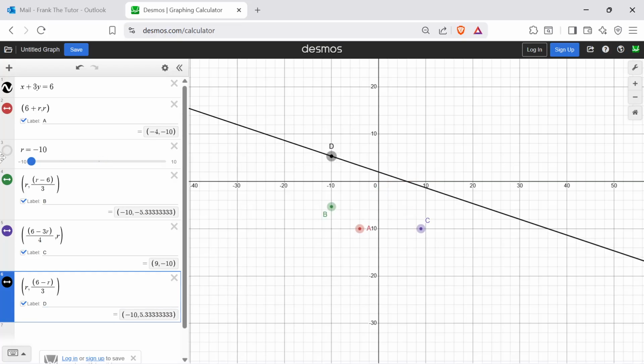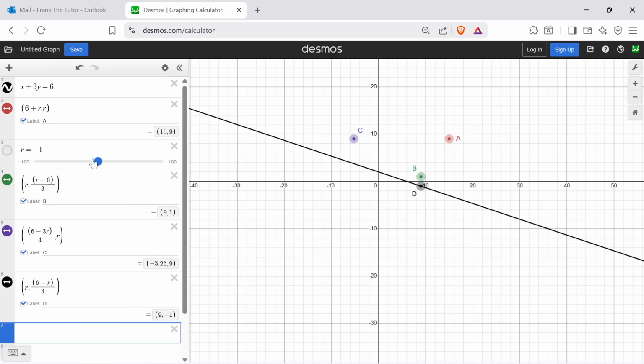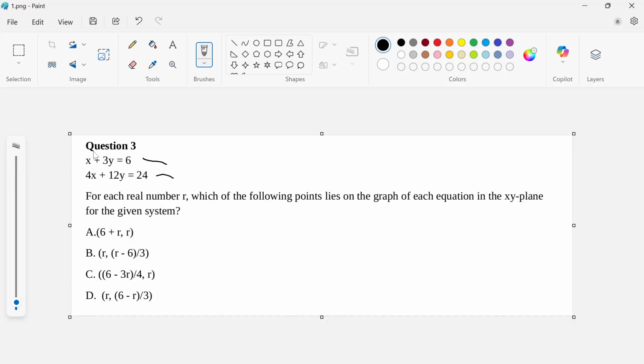And notice, no matter what value I make r, I can even increase this slider and make it from negative 100 to 100. I can make it for all those values and even more. And you see that D is always on that line. So the answer to this one is D. That's how you solve questions like Practice Test 7, Math Module 2 Hard, question number 20.